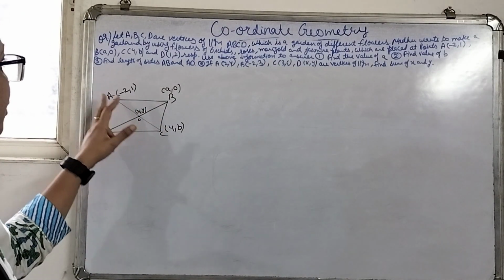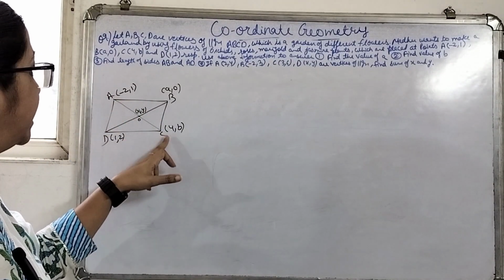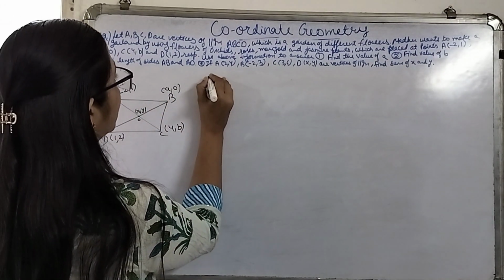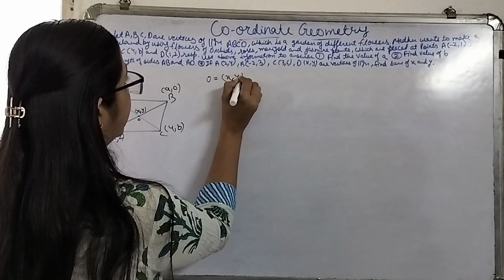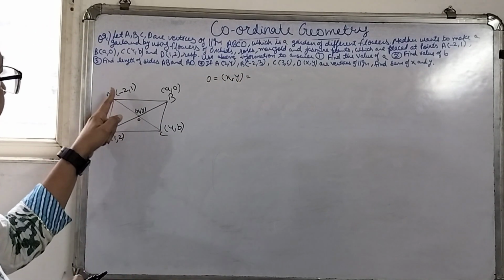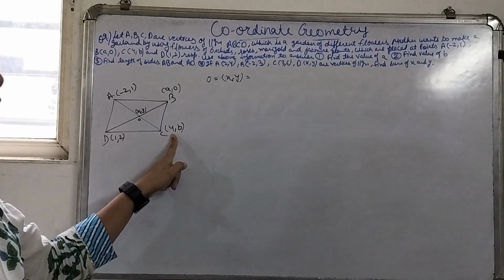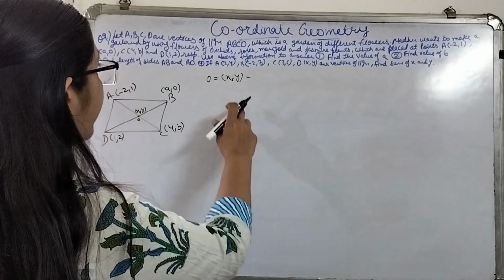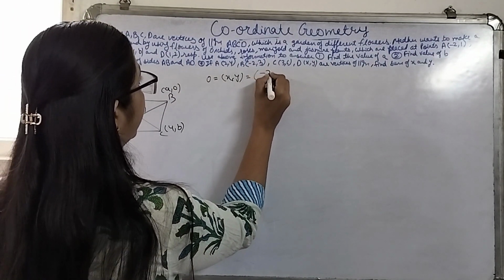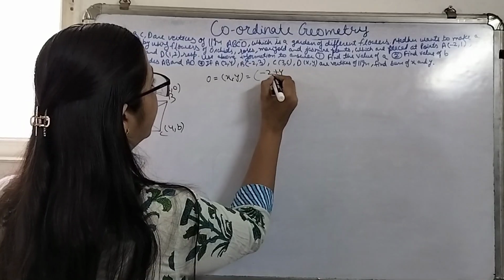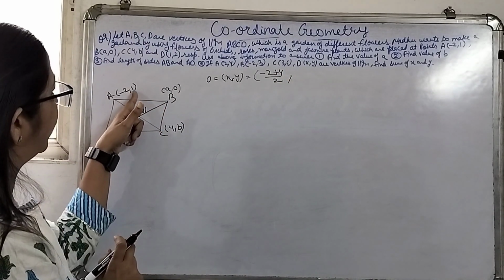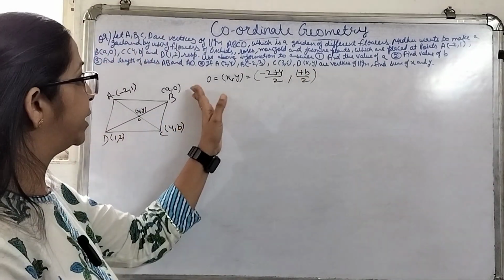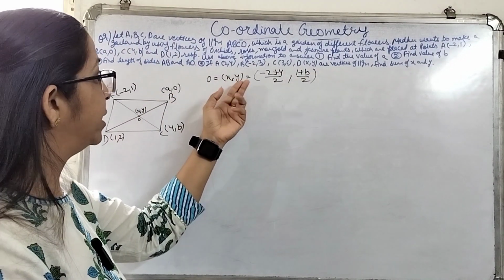This is the point which is the midpoint of the diagonals AC and BD. So from here, what we can conclude is that the coordinates of O will be (x, y). We know that for the midpoint, the coordinates will be (x1 plus x2) by 2. So the x coordinate will be (minus 2 plus 4) by 2, and the y coordinate will be (1 plus b) by 2. This will be the coordinates of your O point, which is (x, y). So it will be the midpoint.